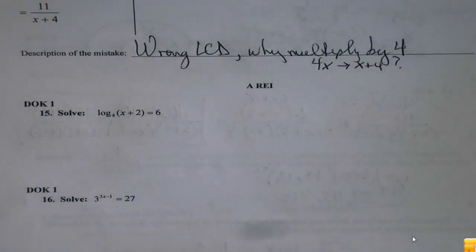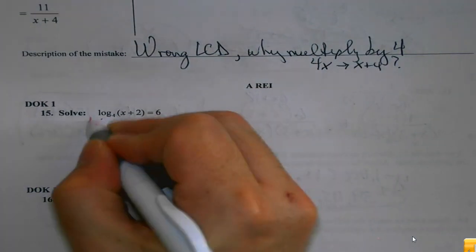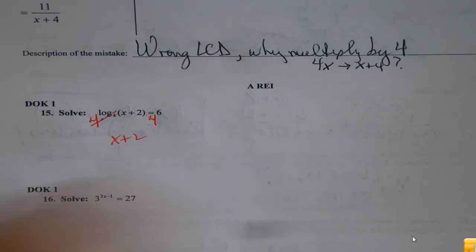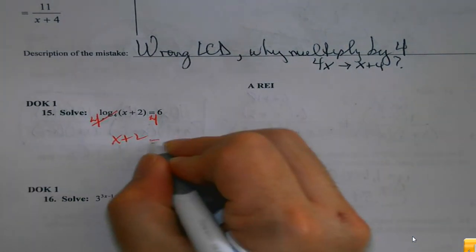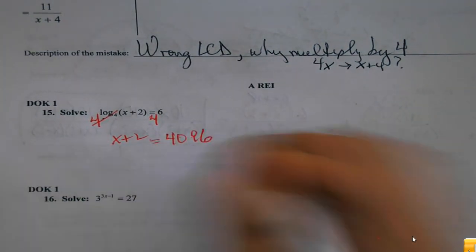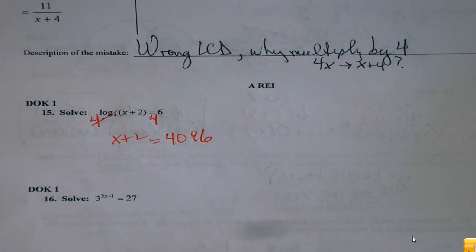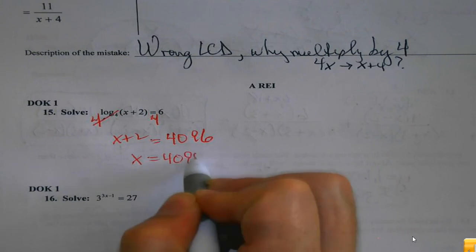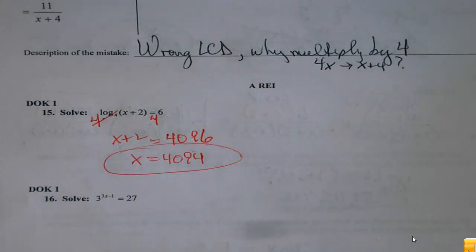Okay, solve. The big word from before, we're going to exponentiate. Log base 4, I exponentiate with that base number. And I am not doing that off the top of my head. 4 to the 6th power, not 4 times 6. Big answers are okay. Subtract the 2. And I'm good.